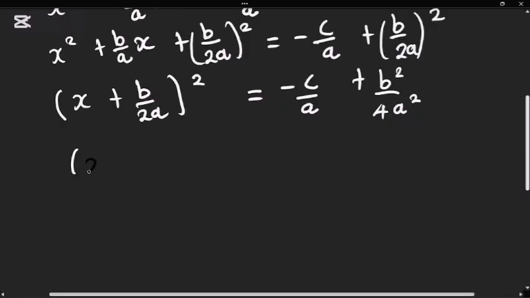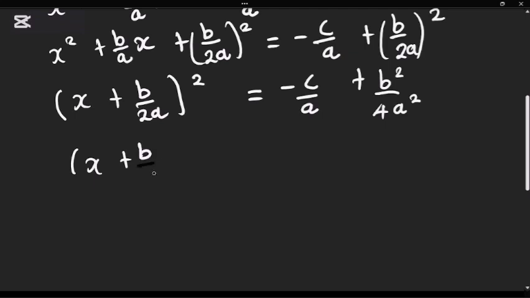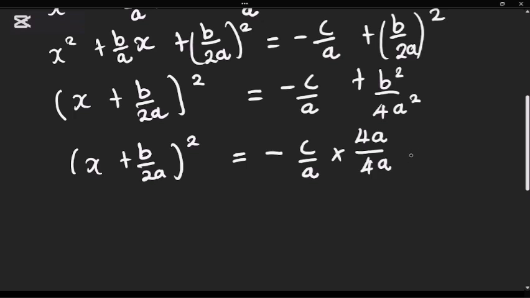Now on the right hand side, we have these two complicated fractions. What we have to do is find the common denominator. But if we check, inside 4a squared there is a. So if we try to make the denominators 4a squared in both fractions, how can we do that? We will simply multiply negative c over a by 4a over 4a, meaning we just multiplied by 1.